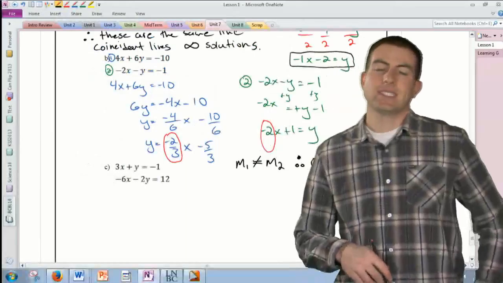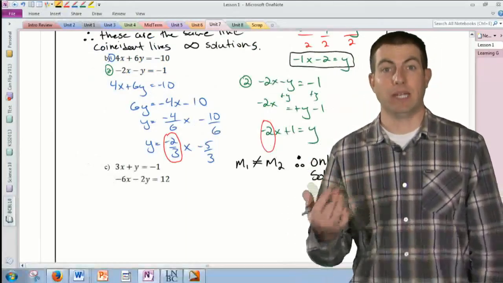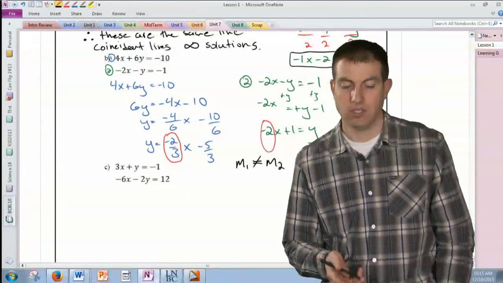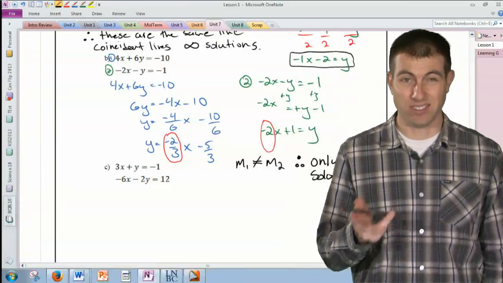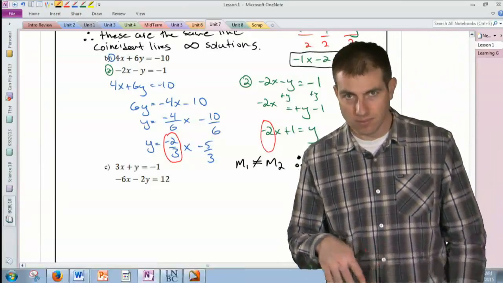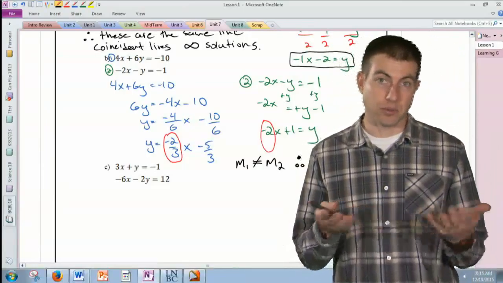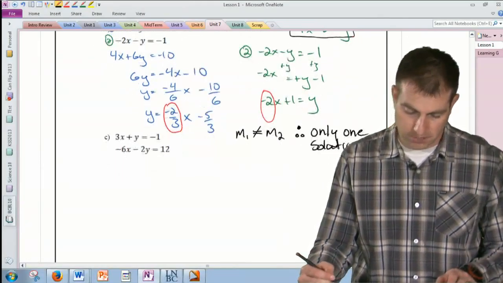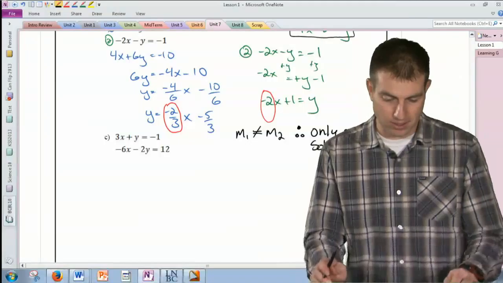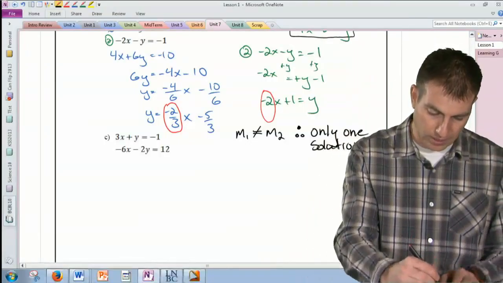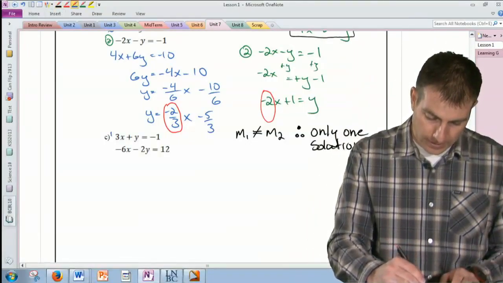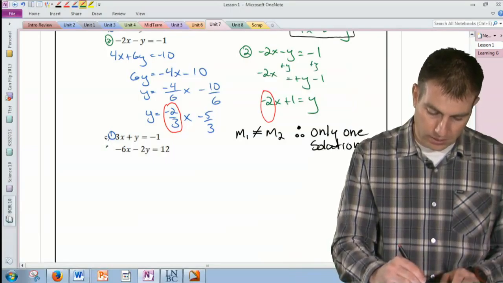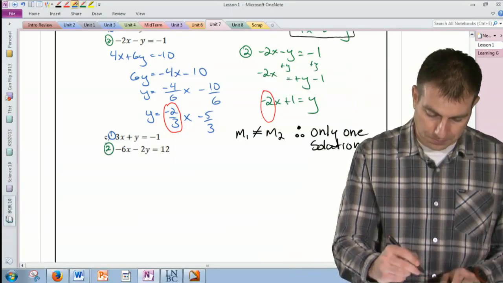Now, we just kind of look at what's been happening. The first example, our lines were the same. The second example, our lines were different, so we had one solution. The third scenario is that our lines are parallel, and you can probably guess that this last example is going to give us parallel lines, but we're going to do it anyways because we can use the practice.